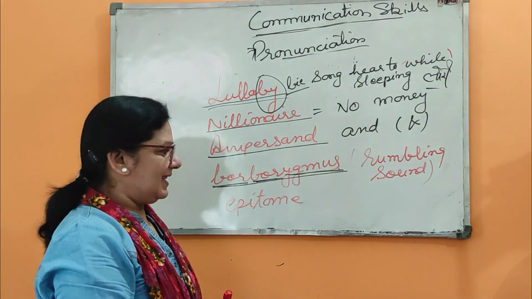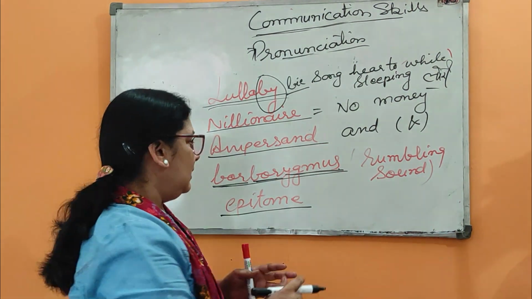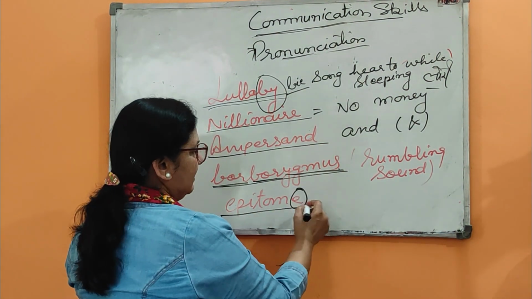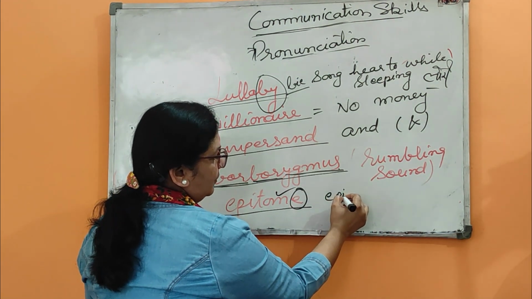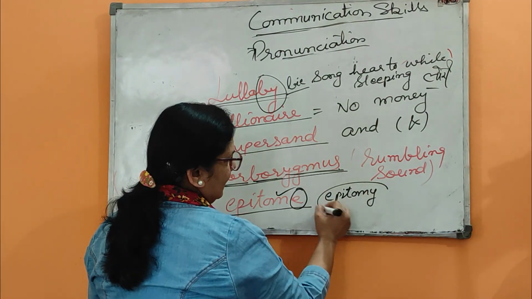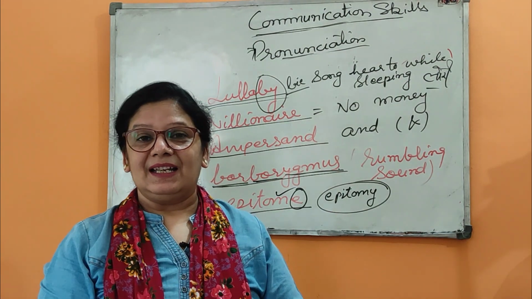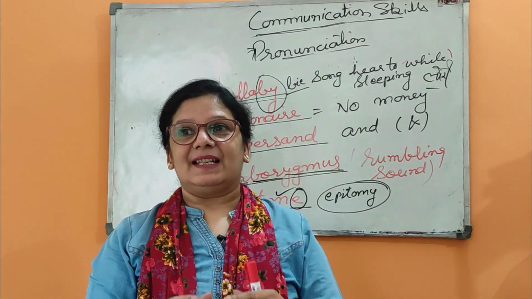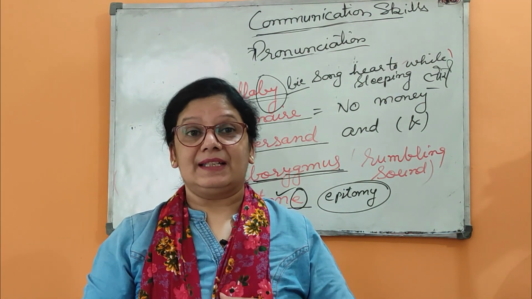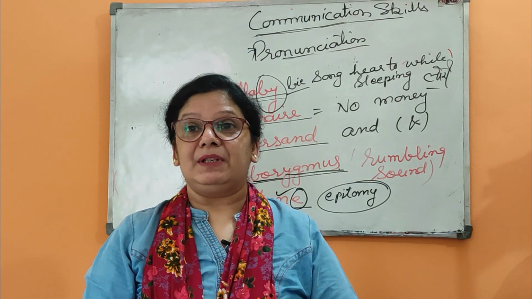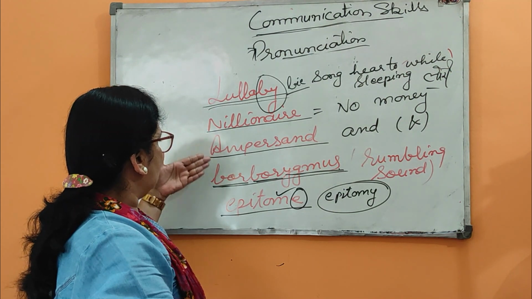That is borborygmus. Then this one, this is like a symbol. We pronounce it with the E now. Epitome. We call it epitome. To remember, you may keep it in your mind. Epitome. It's not epitome. This is just a big symbol for someone who is a very renowned person. He is the epitome of wisdom. He is the epitome of honesty. So it's an epitome. So these are the five words.